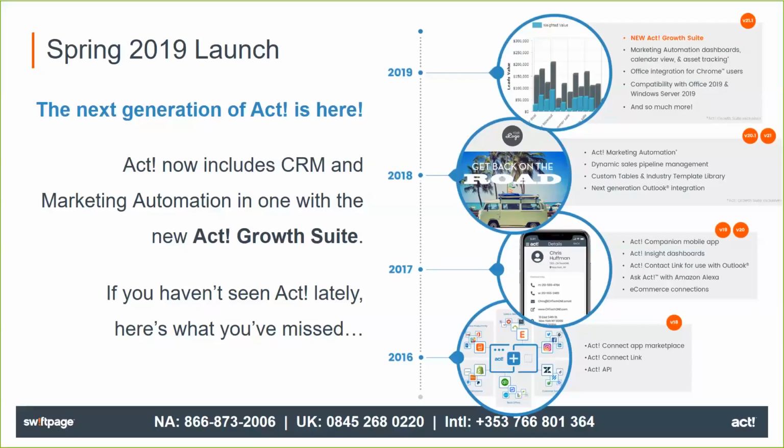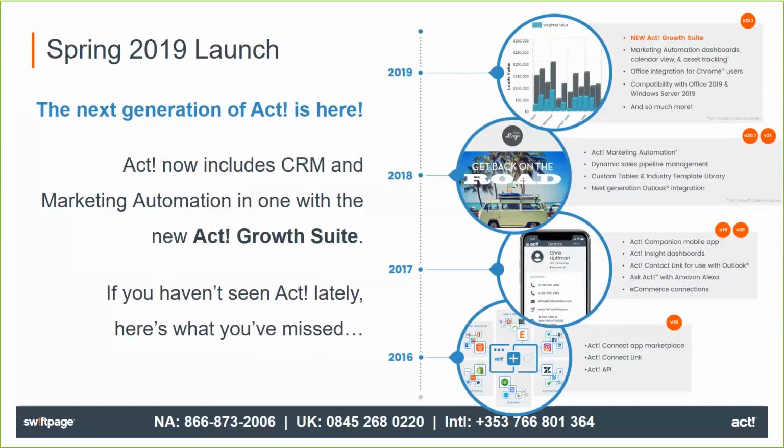Now, ACT has evolved over the last several years to include a number of innovative features and tools designed to help small and mid-sized businesses to grow. With this spring 2019 launch, we introduced ACT Growth Suite. We introduced a number of new marketing automation tools and compatibility updates, and we're going to cover those quite shortly. So if you're using an older version of ACT, you may be missing out on quite a few innovations like your dynamic sales pipeline management, your interactive ACT Insight dashboards, and your next generation Outlook integration.